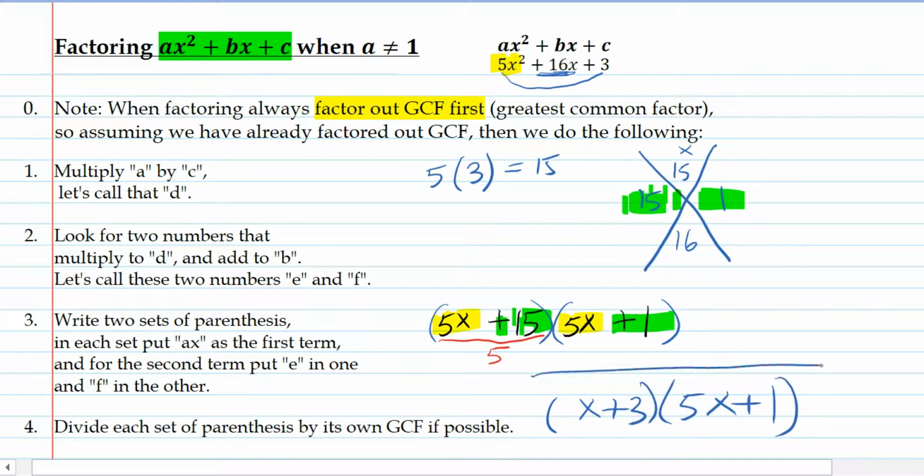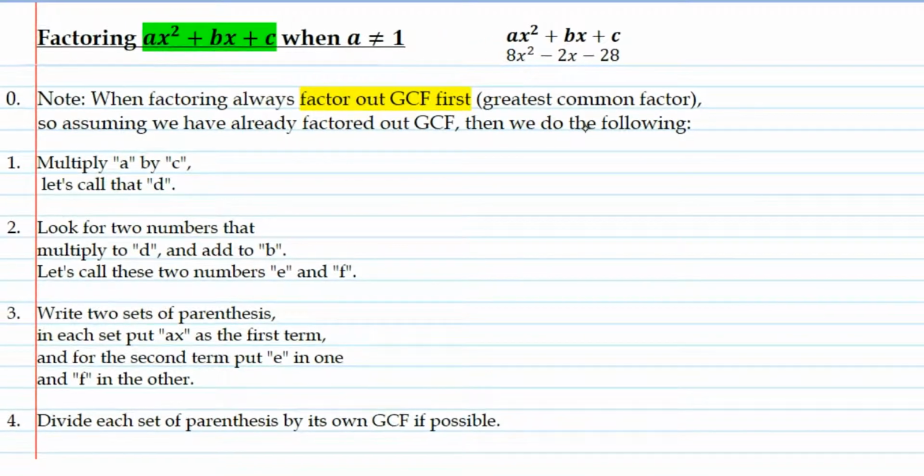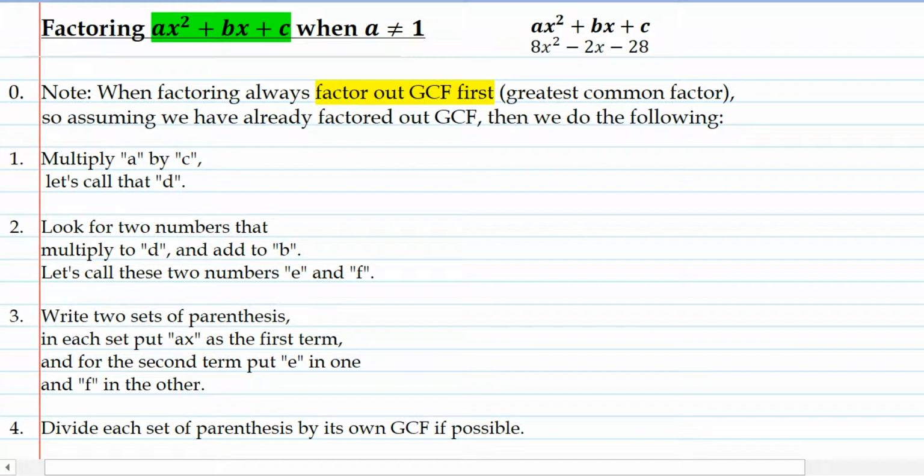It's always a good idea to multiply it back to make sure you do get the same quadratic that you started out with. But if you use this technique, there's no reason to multiply back. But I just always recommend that you multiply back to make sure that you did it correctly.